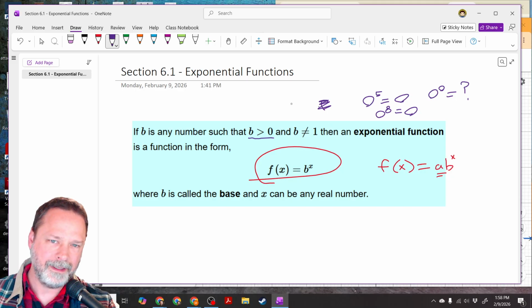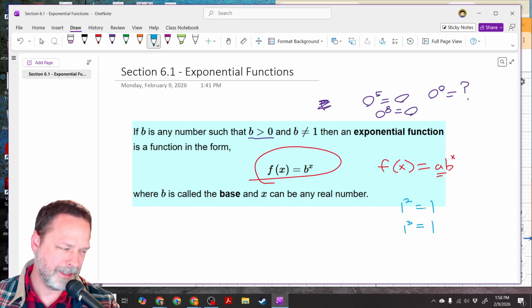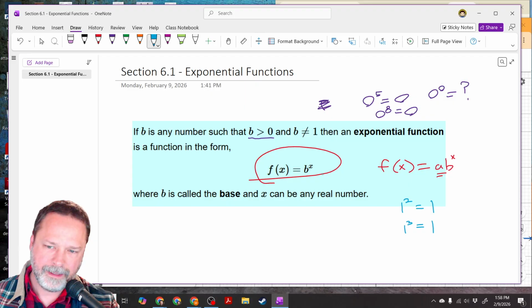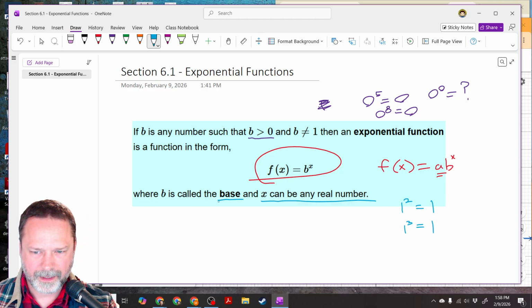B is not going to equal 1 either. That's another obvious one, because what is, let's say, 1 squared? It's always 1. 1 cubed is always 1. Just like 0 raised to anything, 1 raised to anything is 1. So we're not going to have that kind of junk. Now b is going to be our base, and x is any real number. X, no restrictions on x. It can be anything, any real number, so not necessarily a complex number. All right, and that'll do it.